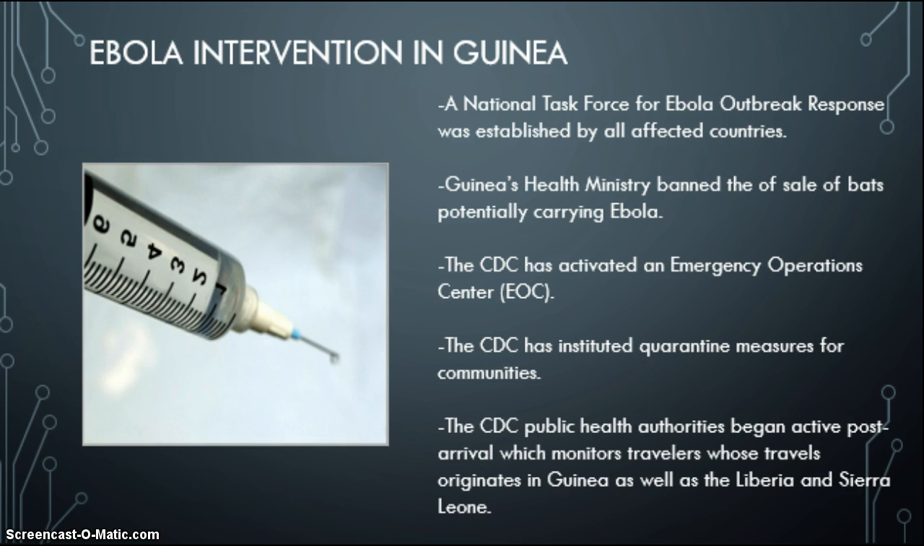Guinea intervened in the sale of potential Ebola-affected bats, as BBC News Africa 2014 reports an Ebola outbreak in Guinea reaches the capital, Conakry. In 2014, there was an outbreak of the Ebola virus in Guinea. In response, the health ministry banned the bats thought to be carriers of the disease. Despite this measure, the virus spread from rural areas to Conakry.